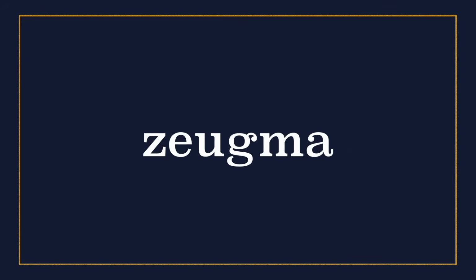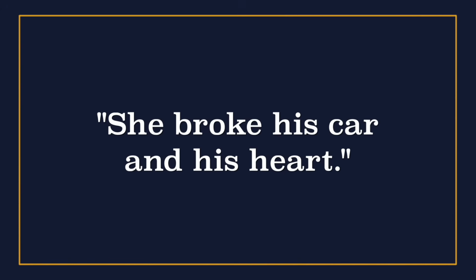Okay, Big Z. Well, zeugma is using a word once to govern two or more parts of a sentence in different ways. It's actually quite a difficult concept to explain without just using an example. But a good example is "she broke his car and his heart." In that situation, the word broke is working as both a literal verb and a figurative verb. It is breaking the car, but it's also figuratively breaking the heart.